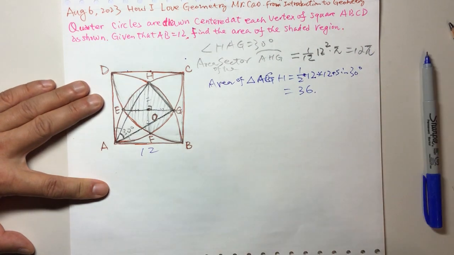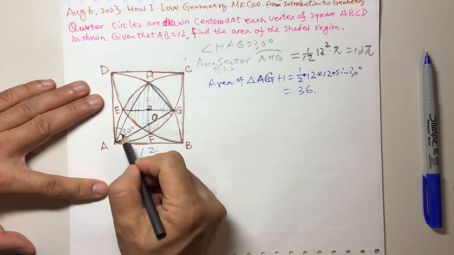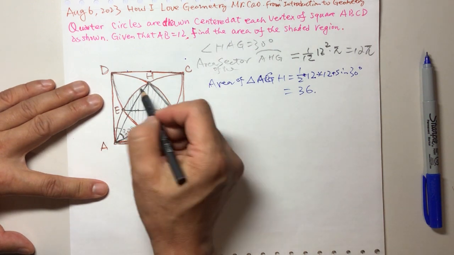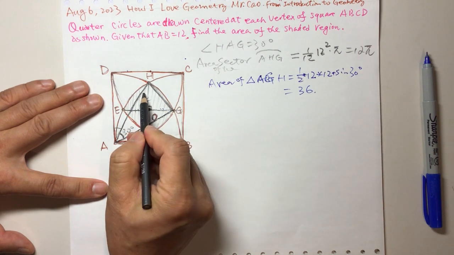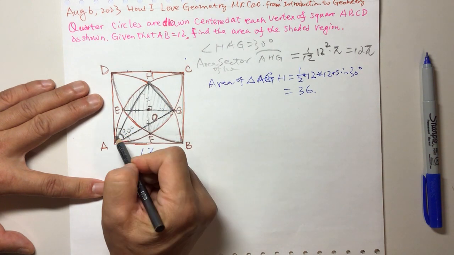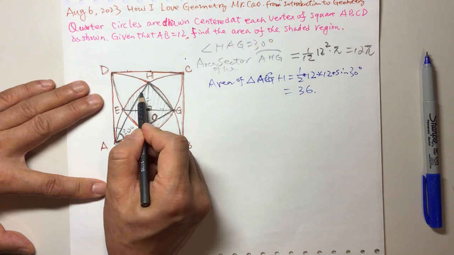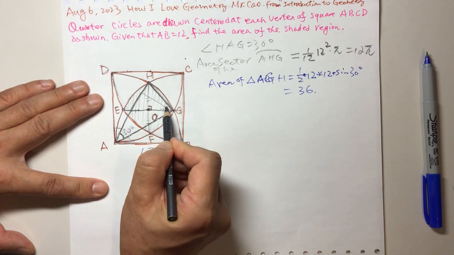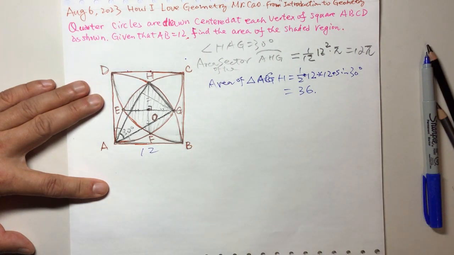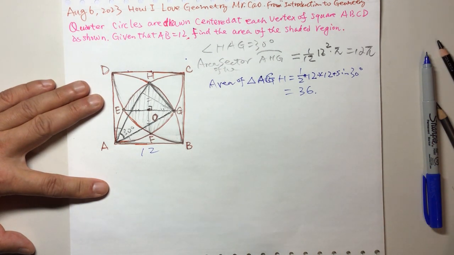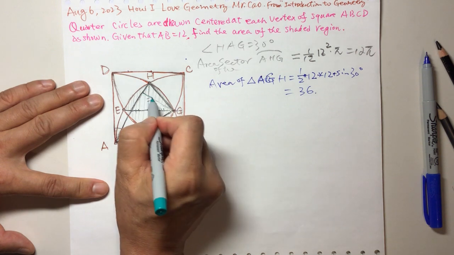Also we can use this way. We know this is 30 degrees. We can draw the height on AH from vertex G. Now we got this one. We will get this one.